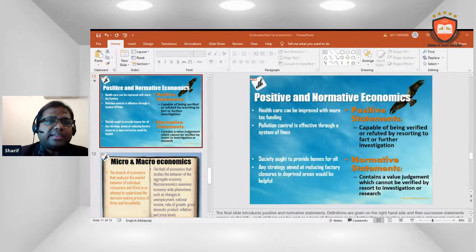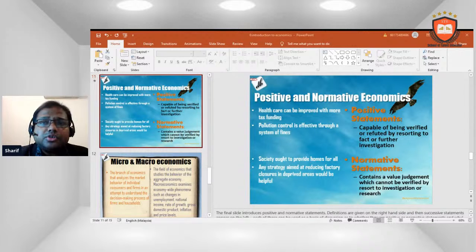So when we are facing a lot of challenges, we have to understand positive and normative economics. So what is positive economics? Healthcare can be improved with more tax funding. So at present, we have healthcare systems. At present, we have many challenging situations.